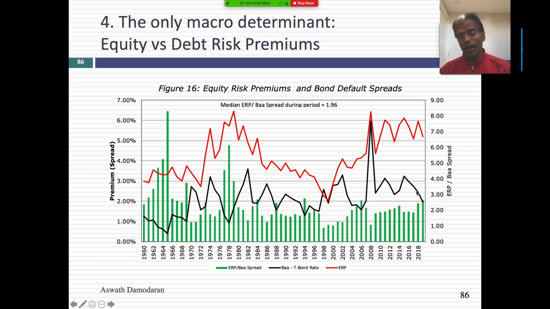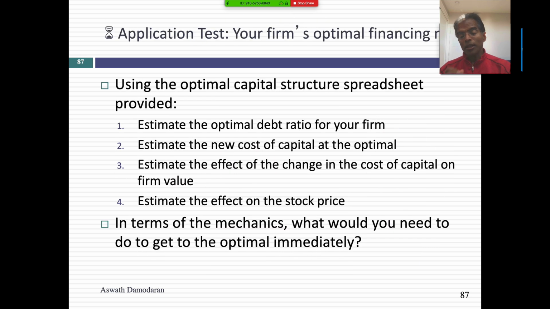But notice what's been happening for the last 2 or 3 years. Default spreads have been decreasing, but equity risk premiums have stayed high. In 2019, I think a lot of companies were borrowing money because they were trying to take advantage of what they saw as the low price of risk in the bond market relative to the equity market. Well, they're paying a cost for that now in the crisis, but you can see that the price of risk in markets has consequences.